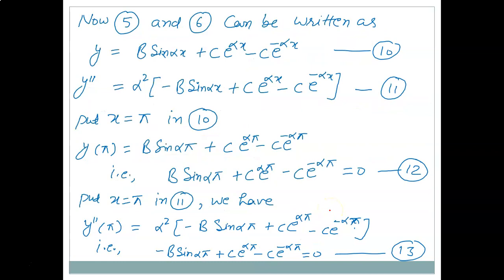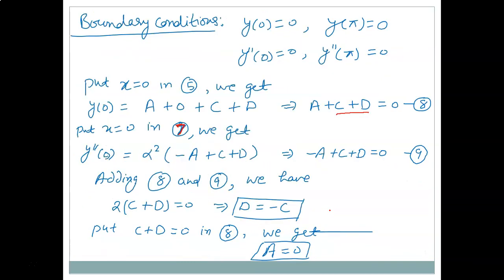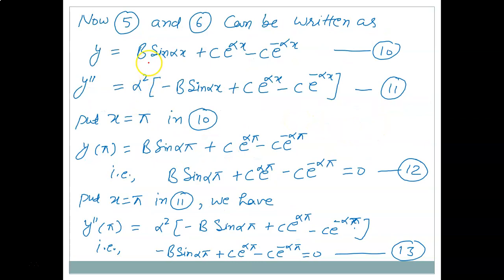Now from 5 and 6, after obtaining these values of constants, equation number 5 and 6 can be written as this. Because a is already 0, that part will be omitted, and in place of d you are going to write minus c. So equation 5 becomes this, and equation 7 can be written in this form. Now put x equal to pi in 10, so we get this equation number 12, and when we put x equal to pi in 11, we get this equation 13.